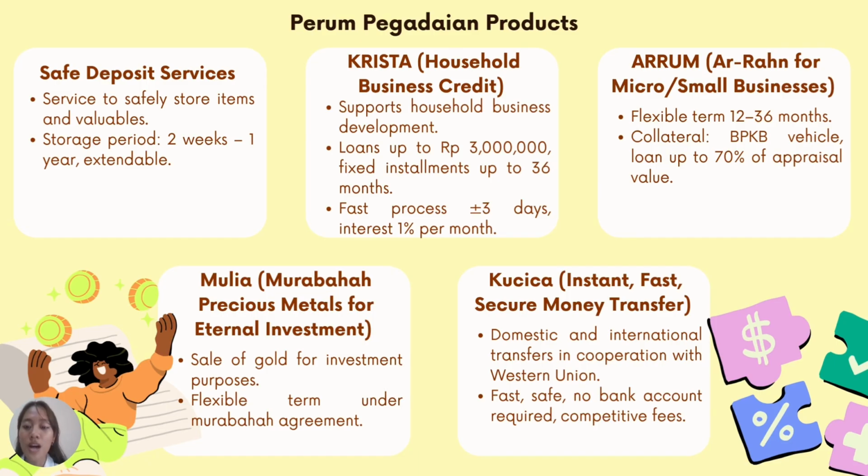Next is Aran for micro or small business. So this is Sharia financing for micro or small entrepreneurs. The flexible term is 12 until 36 months. And the collateral is a BPKB vehicle loan up to 70 percent of appraisal value. This has fixed monthly installments and can be paid in full with an ijara discount.